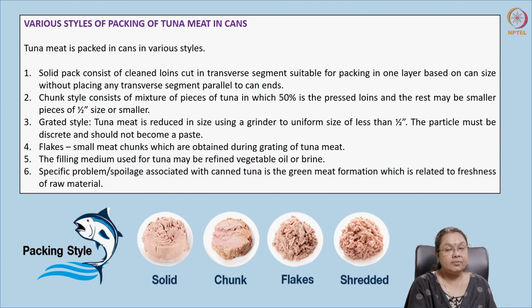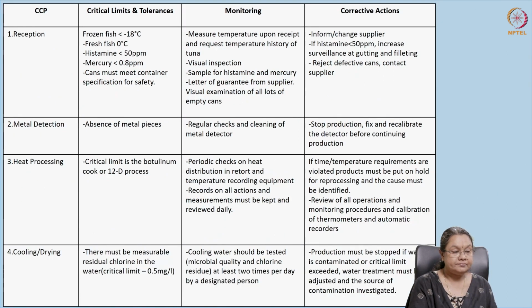The most common defect that can be observed in tuna is green meat formation. That is because we are using low quality products for canning, so if we go for fresh fish, we can avoid green coloring in the meat. Now here we can see the CCPs.